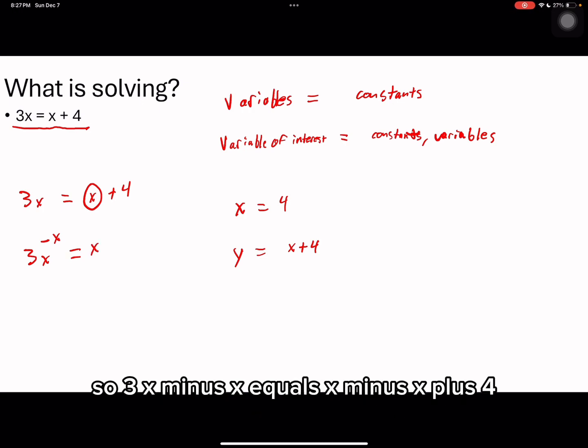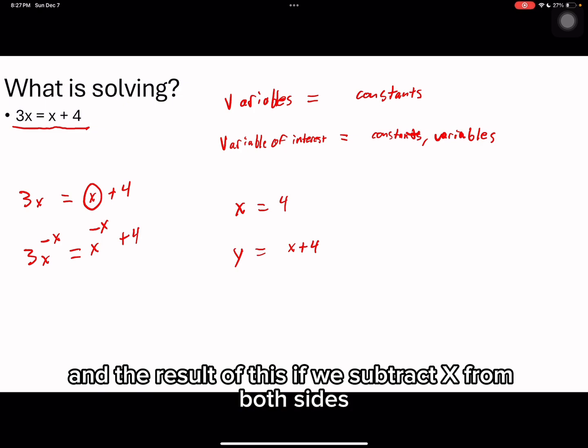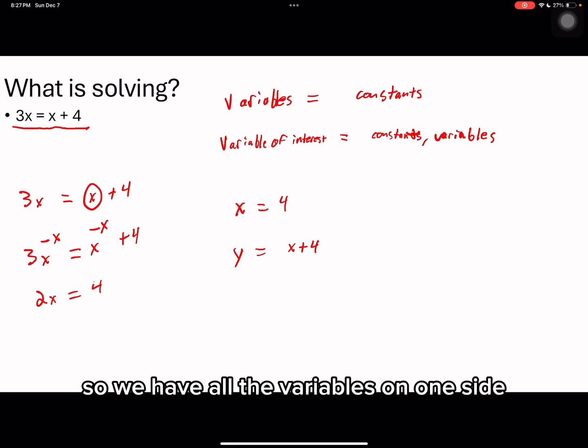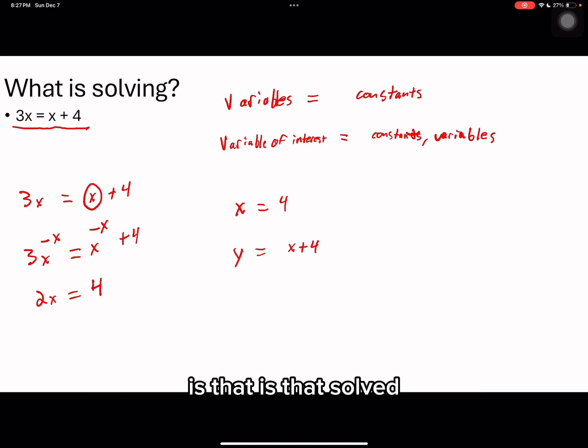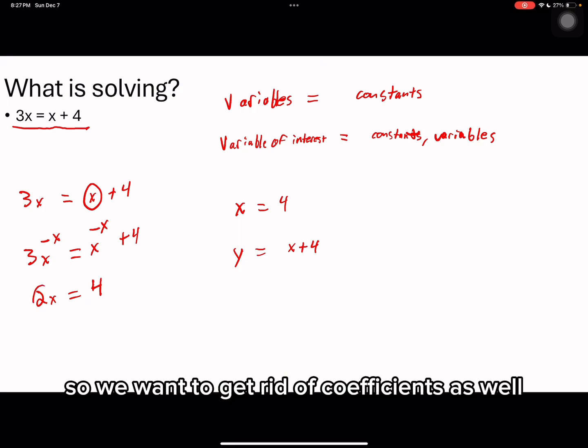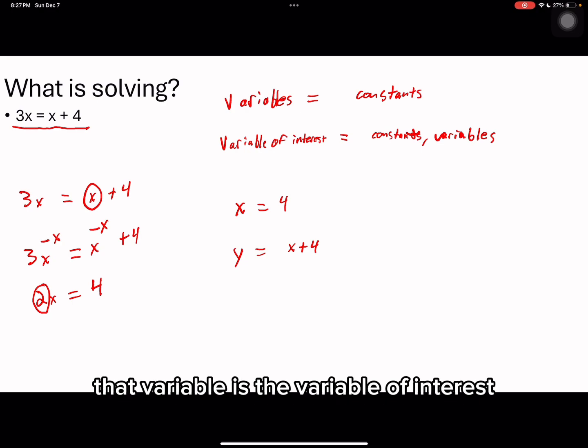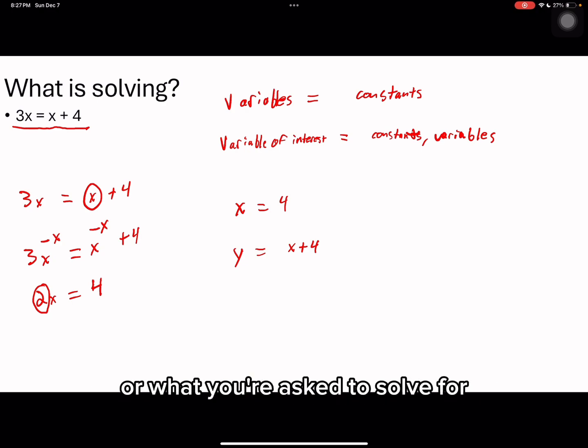So 3x minus x equals x minus x plus 4. And the result of this, if we subtract x from both sides, we're going to have 2x equals 4. Okay, so we have all the variables on one side. Is that solved? So no. We want to get rid of coefficients as well, especially if it's the variable of interest. And when there's only one variable, that variable is the variable of interest, or what you're asked to solve for.